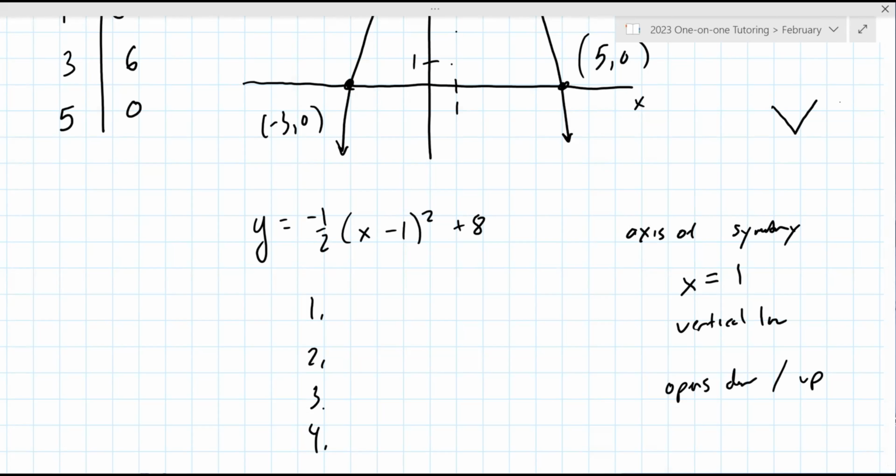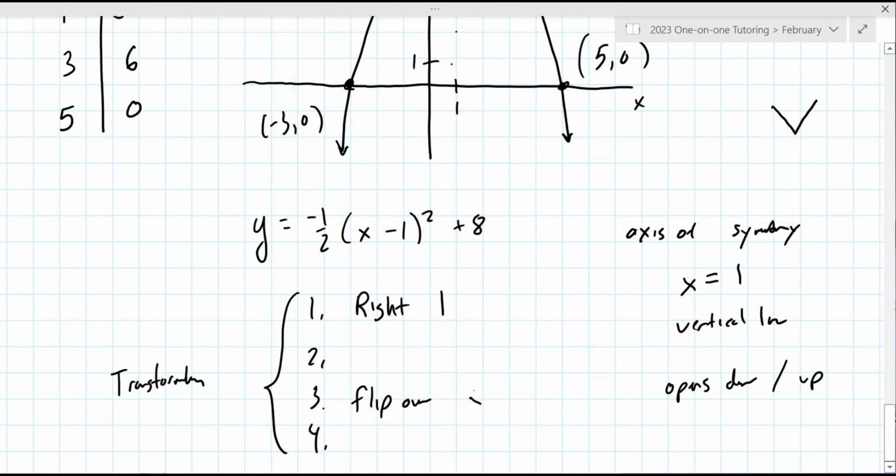Now there's 4 transformations here. The first one comes from the inside part here. Do you remember that from the other night? Oh yeah, it shifts the graph over 1 to the right because it's the opposite. Right. And then the next one is this negative, which means it opens down. The negative is the flip.